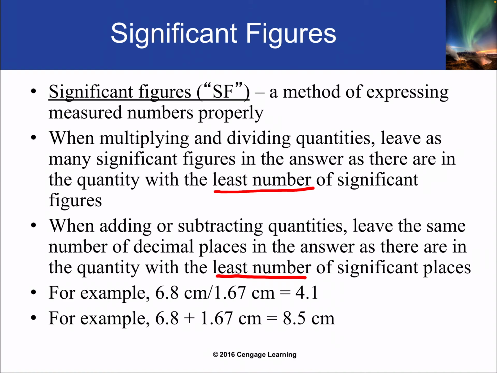In the second example, you're adding those 2 together, and our rule for that says you want to leave the same number of decimal places in the answer as in the quantity with the least number of decimal places. So you have one that has 0.1 right behind the decimal and one that has 2 decimal places. So the least would be the 1 decimal place. So your answer is going to be 6.5.